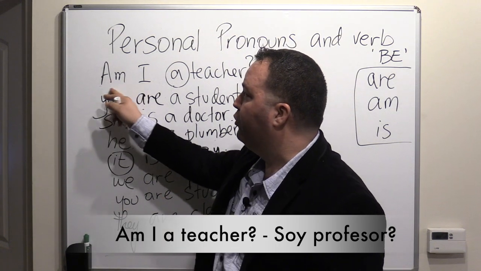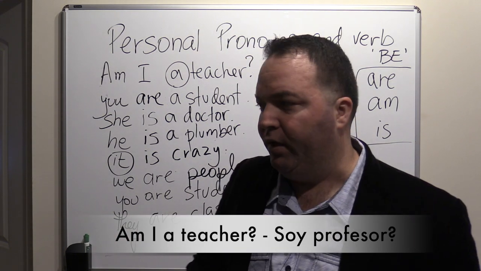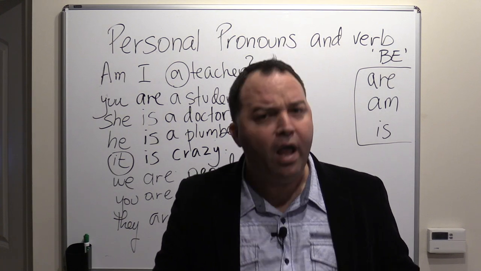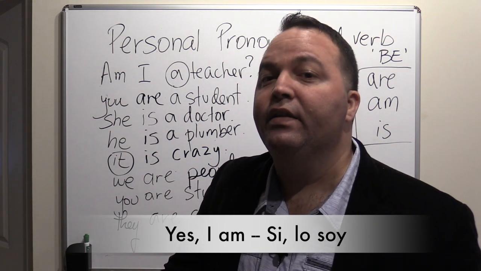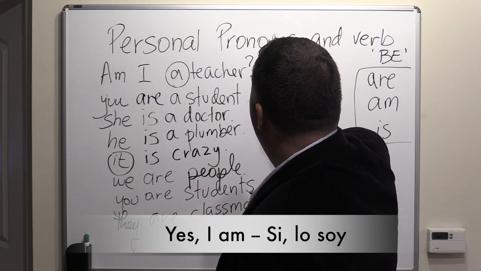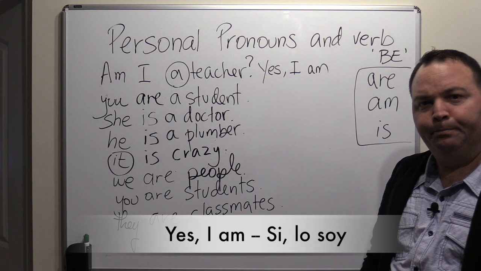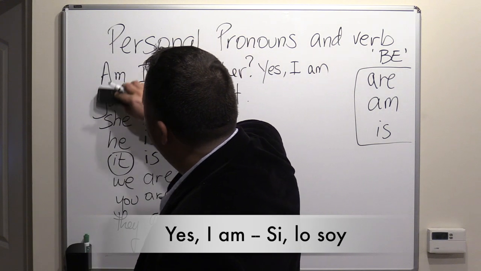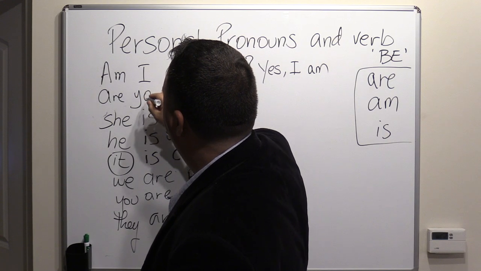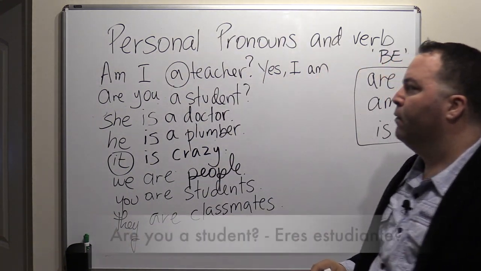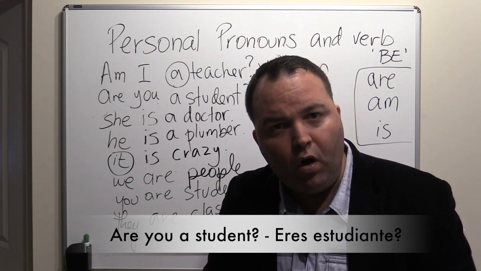Am I a teacher? Okay. Y como estamos respondiendo, preguntando con el verbo be, tenemos que responder con el verbo be. We are asking with the verb be, so we have to answer with the verb be. Okay? So, am I a teacher? Yes. So the answer is, yes, I am. Yo soy profesor. Por tanto, la respuesta es, sí lo soy. Yes, I am. Okay? Yes, I am. Here, it would be, are you a student? Are you a student? Yes, you are. Okay? Yes, you are.